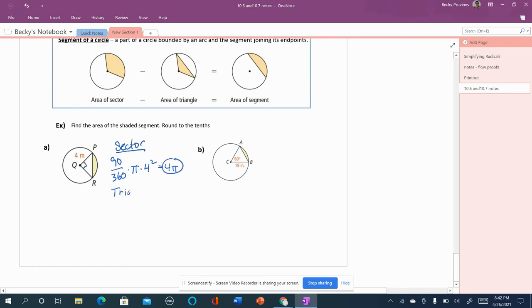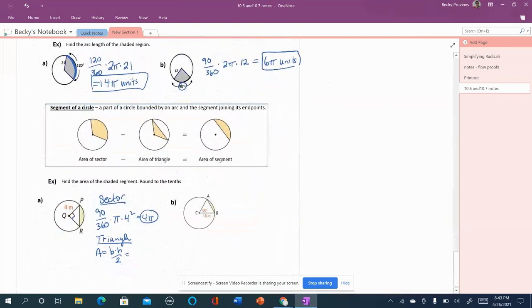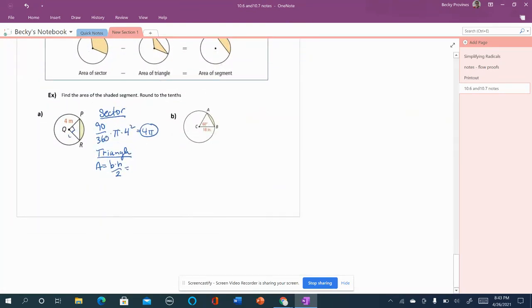Now we have to find the area of the triangle. If you remember back, it's base times height over 2. The cool thing is your base and height are the two pieces that make the right angle, which you know because they're both a radius. They're both radii. So 4 times 4 over 2, which is 8. Now we're just going to subtract the 2.